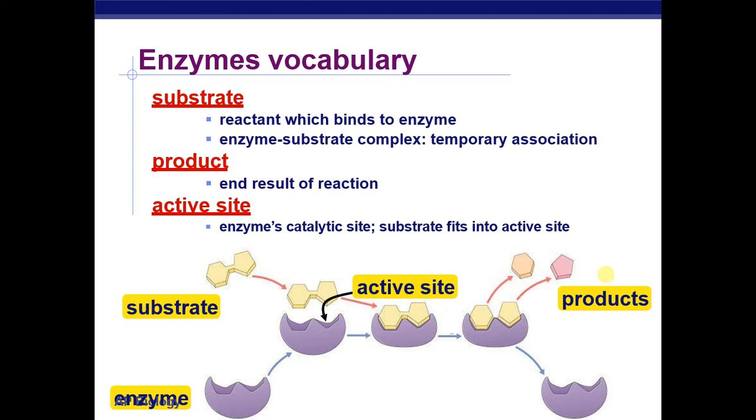The products are the end result of the enzyme catalyzed reaction. And then the active site is the place on the enzyme, like in this picture, these little divots, where the substrate fits in to be worked on for the enzyme to catalyze its breaking down. So I would say to look at this picture to get a better idea about the enzyme, the substrate, the active site, and the product. Because I'm going to use these words now when we talk about enzymes the rest of today and tomorrow.